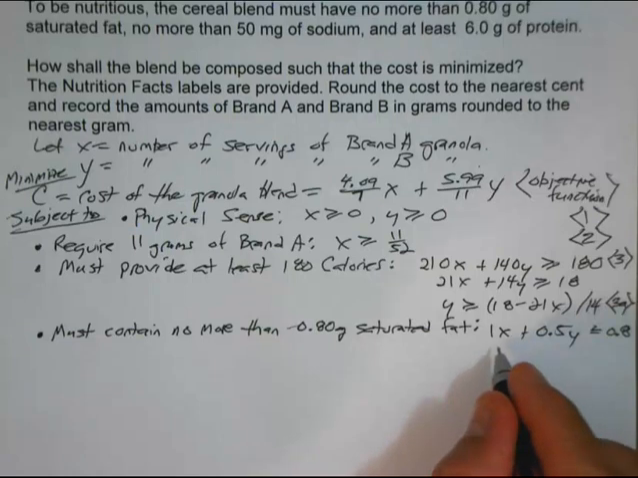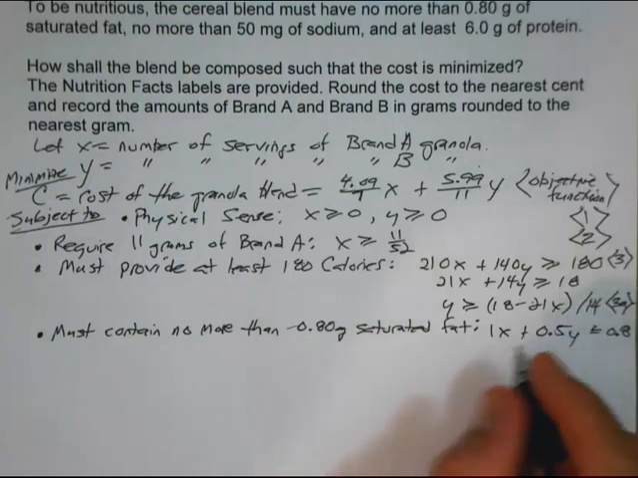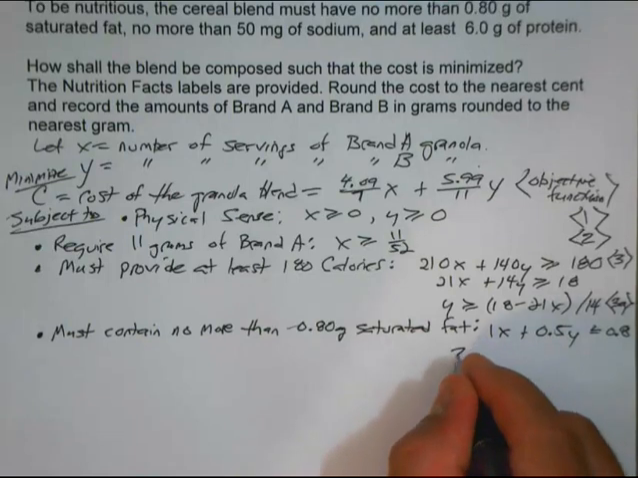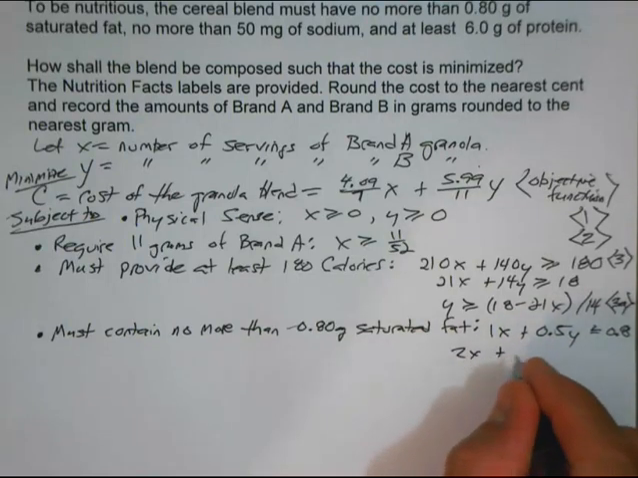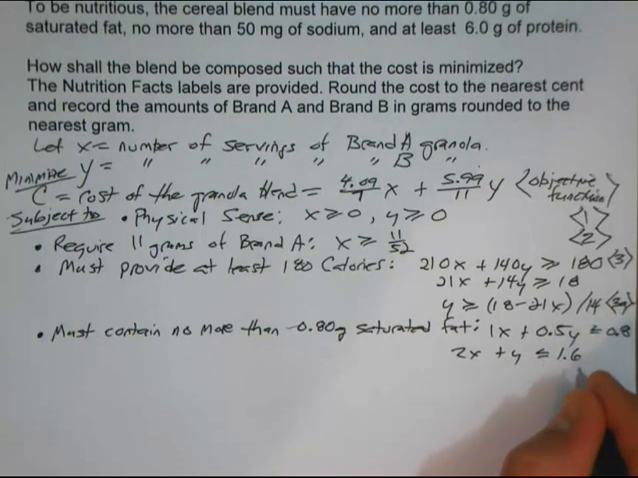As far as this goes, you probably want to multiply both sides by 2 to get rid of at least the 0.5 here. So then we could say this could be 2x plus y less than or equal to 1.6. So up here, this is 4 up above.